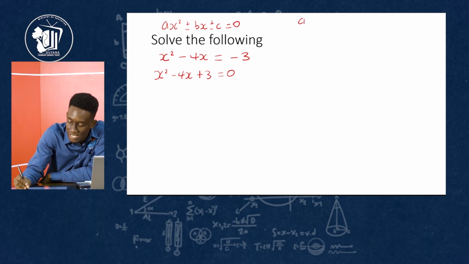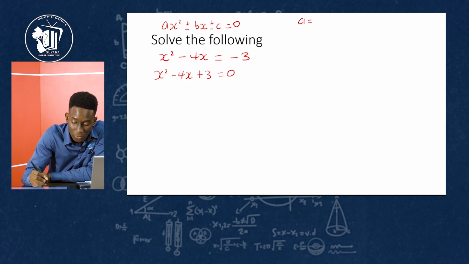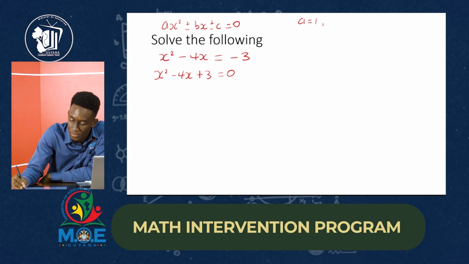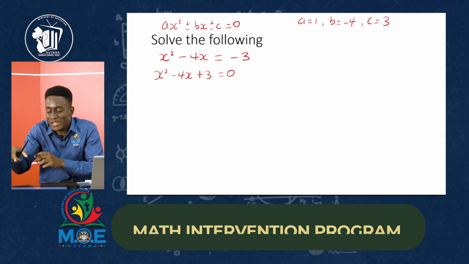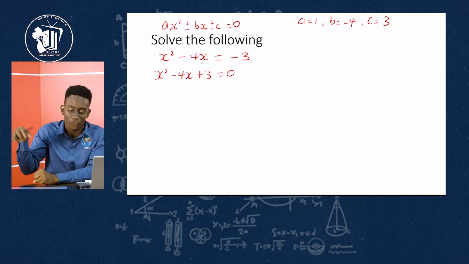So we see a is equal to the coefficient of x squared, which is 1. b is equal to the coefficient of x, which is negative 4. And c is equal to 3. So we take these values now and we put them into the quadratic formula.